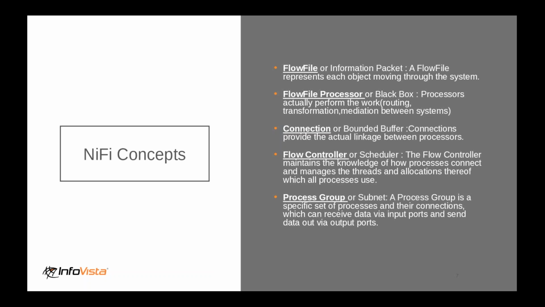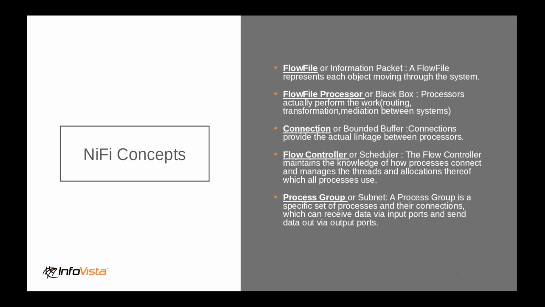Next one, NiFi concepts. So a little bit what we saw in the architecture, in greater detail. So the flow file is the information packet. A flow file represents each object moving through the system, moving through the NiFi workflow. A flow file processor, or a black box, has an input or several inputs and an output or several outputs. So flow file gets in, some operations are done inside, and the flow file gets out with the operations being done. It can be routing, transformation, mediation between systems, all of these processors, and we will get into a lot of detail into what processors are already available by default and what processors we can create on our own.